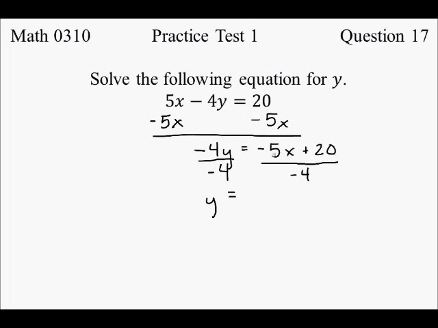Now let's look at each part here. When we divide negative 5x by negative 4, negative 5 divided by negative 4, a negative divided by a negative is going to be a positive. And we'll just leave that as 5 over 4, or 5/4 x. And now we have 20 divided by negative 4, so 20 divided by 4 is going to give us 5. And positive divided by negative, they are opposite signs, so that's going to be a negative. And so we now have y by itself, and we have an expression of what it is equal to. So y equals 5/4 x minus 5, and that is answer choice A here.